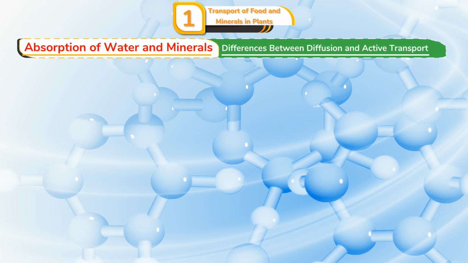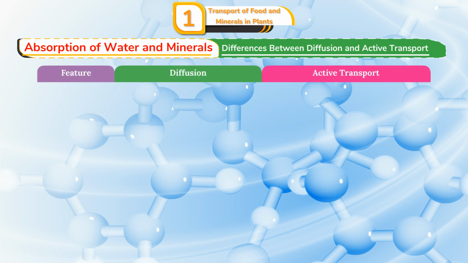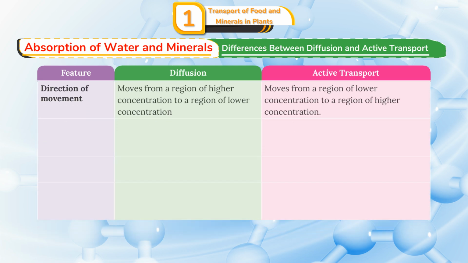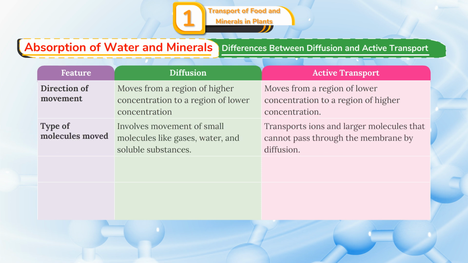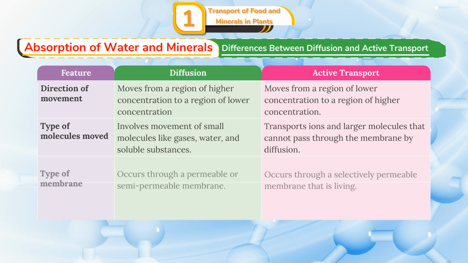Differences between diffusion and active transport. Feature: diffusion; active transport. Direction of movement: moves from a region of higher concentration to a region of lower concentration; moves from a region of lower concentration to a region of higher concentration. Type of molecules moved: involves movement of small molecules like gases, water, and soluble substances; transports ions and larger molecules that cannot pass through the membrane by diffusion.